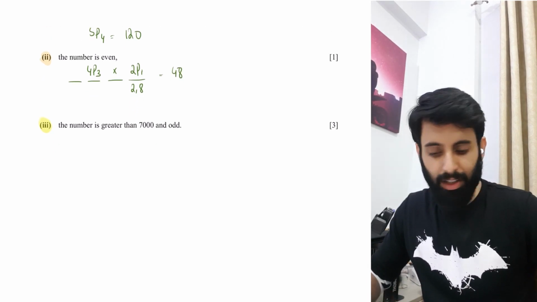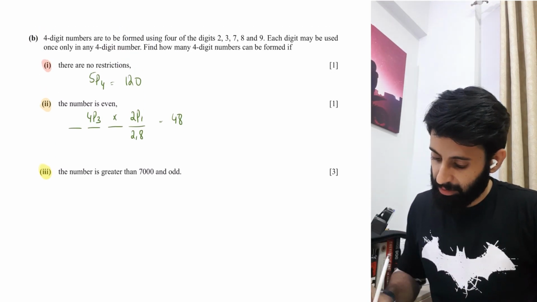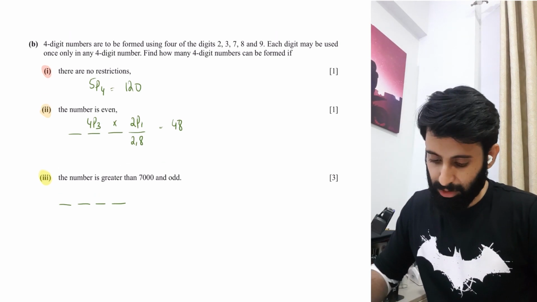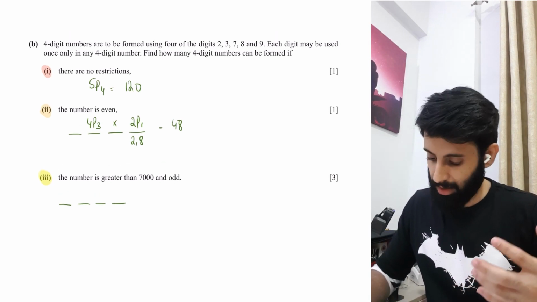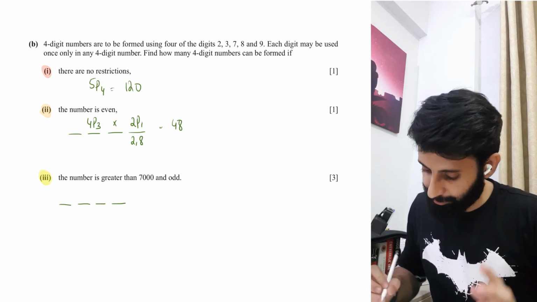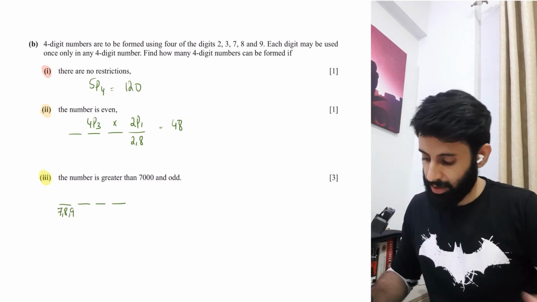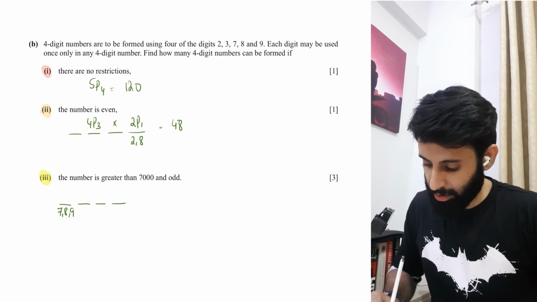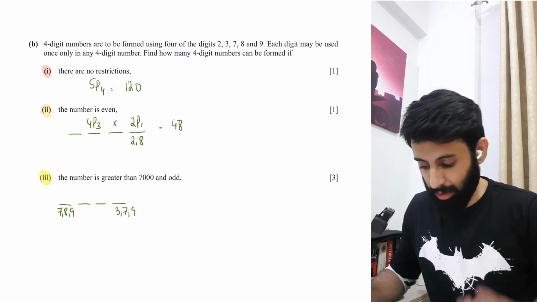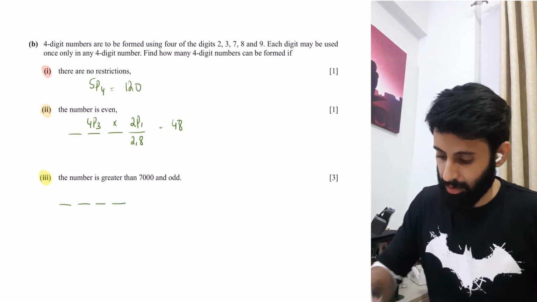Okay, again, I've highlighted this yellow, which means that we have a conflict situation. It says the number is greater than 7,000 and odd. Now let's first identify why exactly we have a conflict situation. If you want to make sure that the number is greater than 7,000, you can have 7, 8, or 9 as your first digit. And then if you want to make sure that it's odd, you can have 3, 7, and 9 as your last digit. So you can see that there are a couple of numbers that are repeating. So this here is a conflict situation.